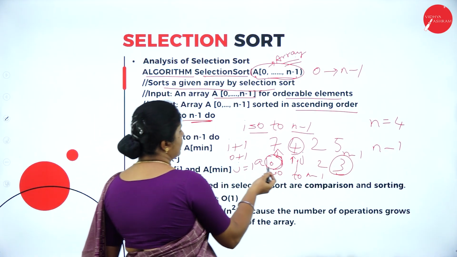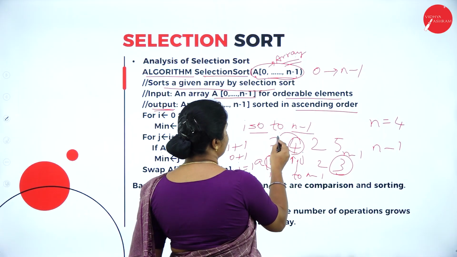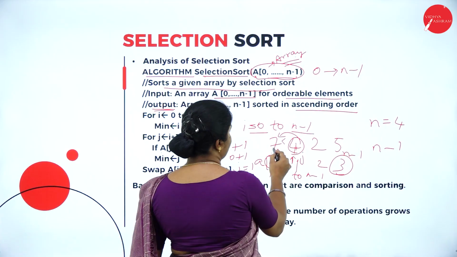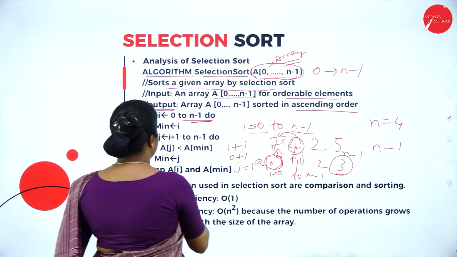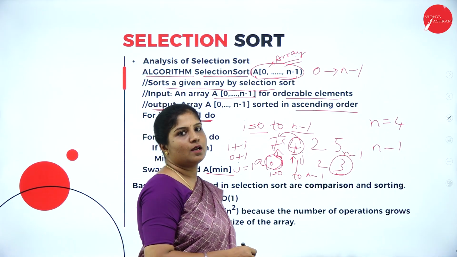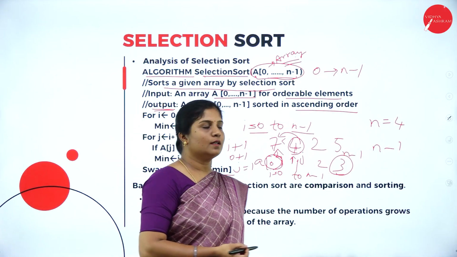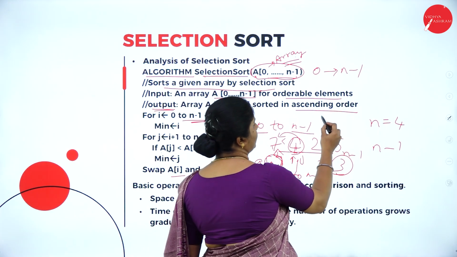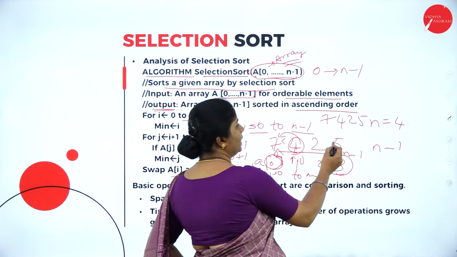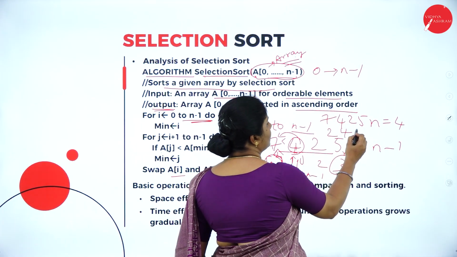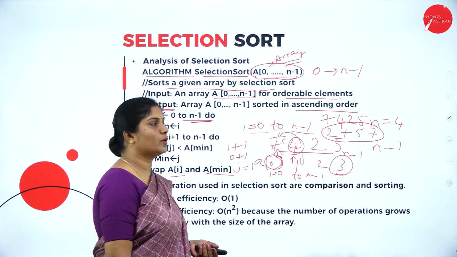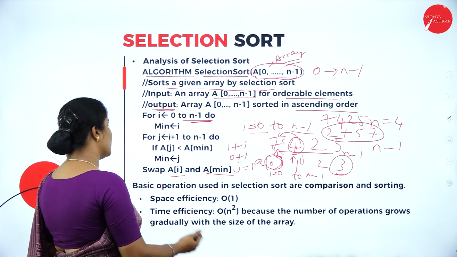So if a of j is less than a of min, check whether a of j is less than a of min. Yes, then it swaps. The 4 comes here and 7 swaps. See, a of i and a of min, swap that. So this process goes on till the given array 7, 4, 2, 5 is sorted. What will I get as the answer after sorting? 2, 4, 5, 7. So this is my answer. This is how the selection sort algorithm works.